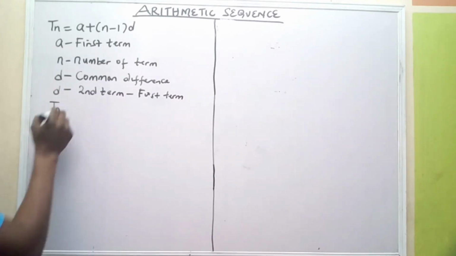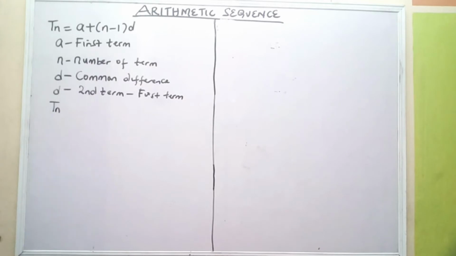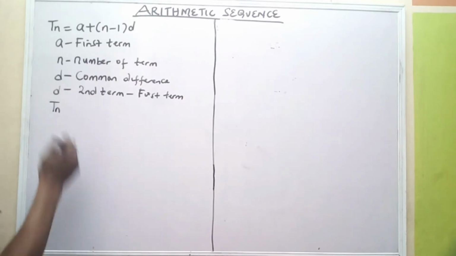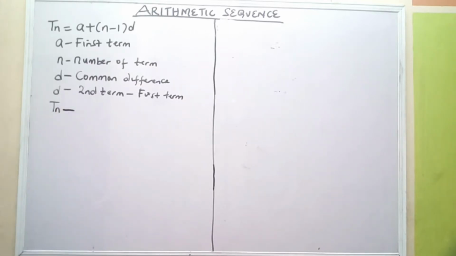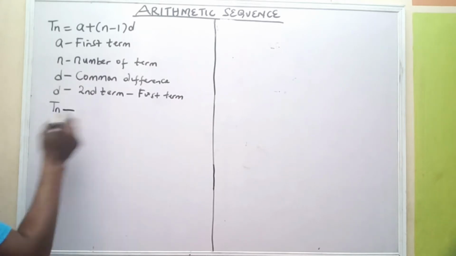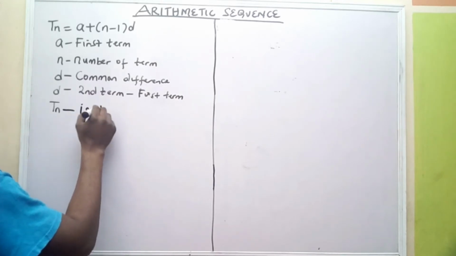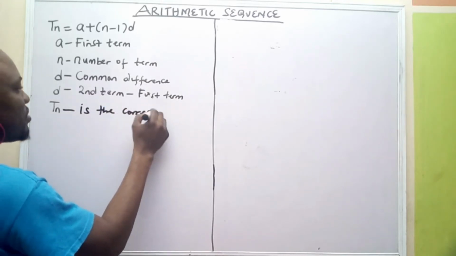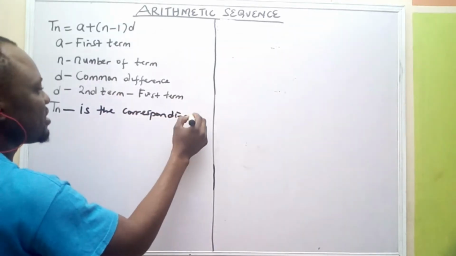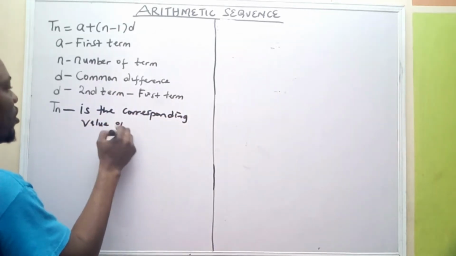And then we have Tn. A lot of people get confused at Tn. Now, I want to explain Tn in my own way so that you understand it better. For every n, you have a corresponding Tn, because every n produces a Tn. For instance, Tn is the corresponding value of n.